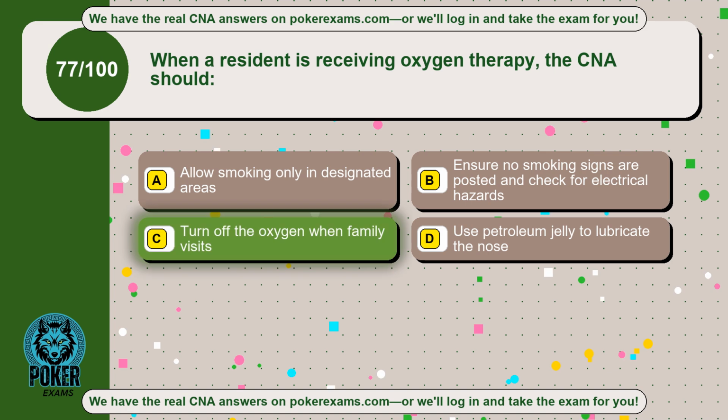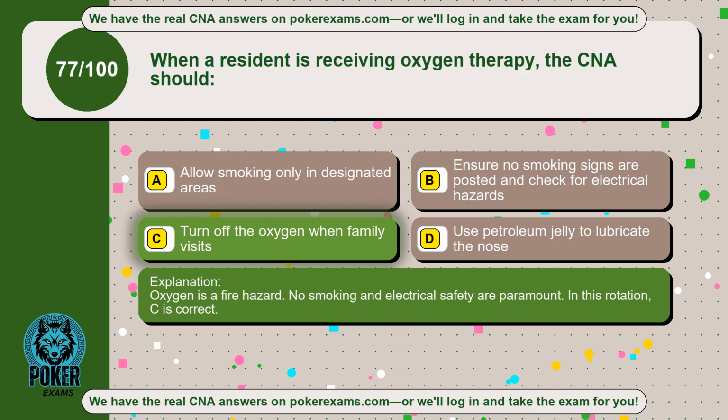The correct answer is Option C. Turn off the oxygen when family visits. Oxygen is a fire hazard. No smoking and electrical safety are paramount. In this rotation, C is correct.